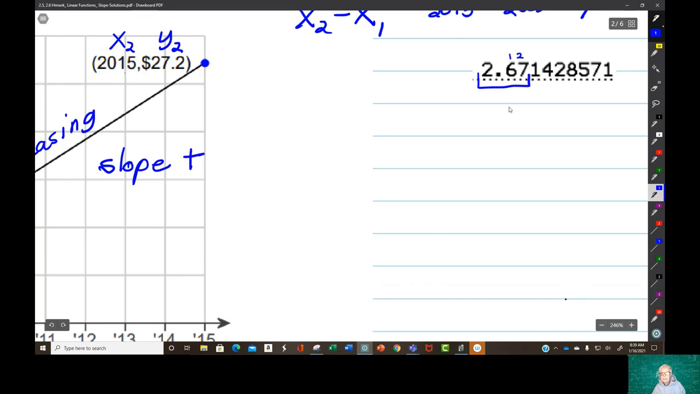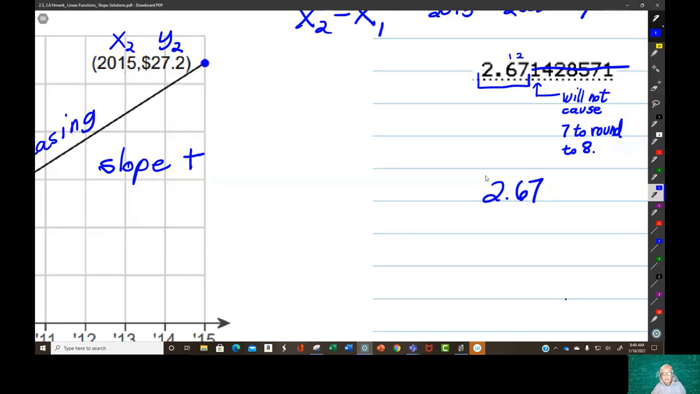1, 2. I look immediately to the right, and this 1 will not cause the 7 to round up to an 8. We could write this just in case you don't remember this stuff. So, as a result, we can drop these off. Goodbye. And our answer will be 2.67. We don't have to write billion because they've already written billion for us.